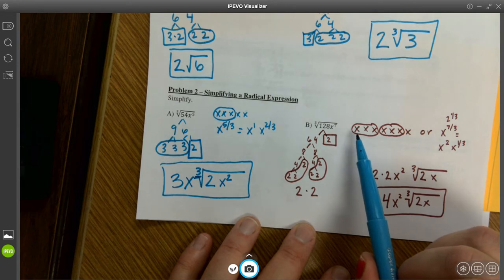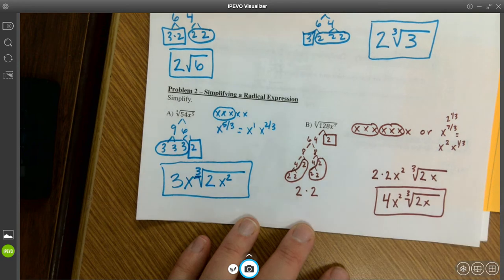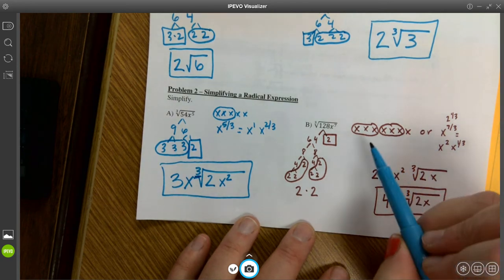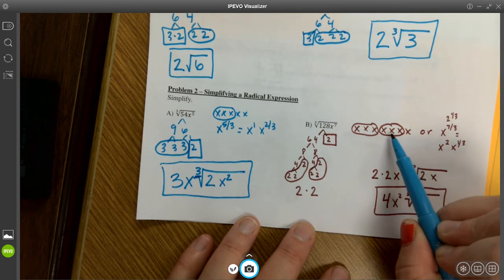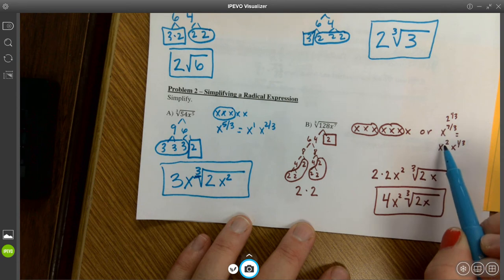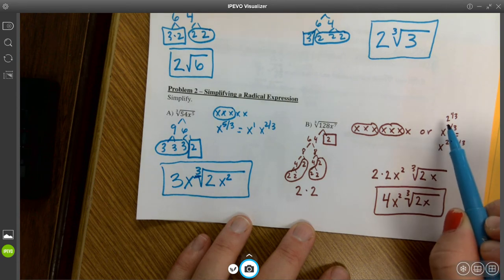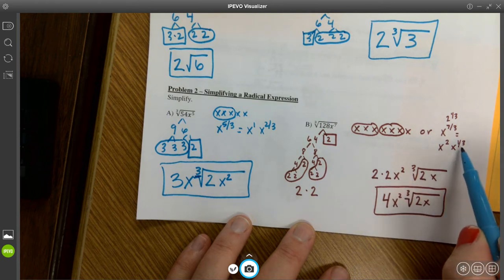You should try, at the beginning, that's fine if you write out all 7 x's, but you're going to be dealing with some larger numbers. It might be harder for you. But there are 2 groups of 3. That's where this x squared comes out. Or if you write it as 7/3, I can rewrite 7/3 as 2 and 1/3. So 2 come out, and then there was 1 left inside.